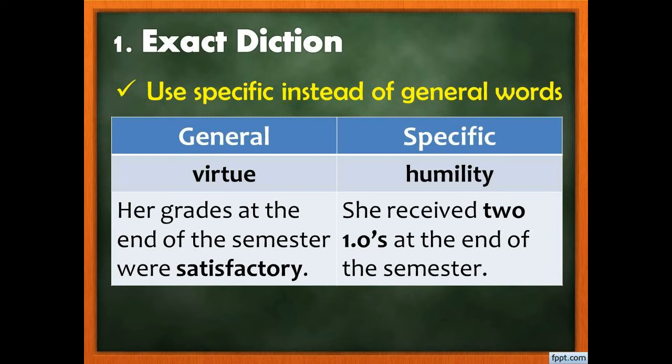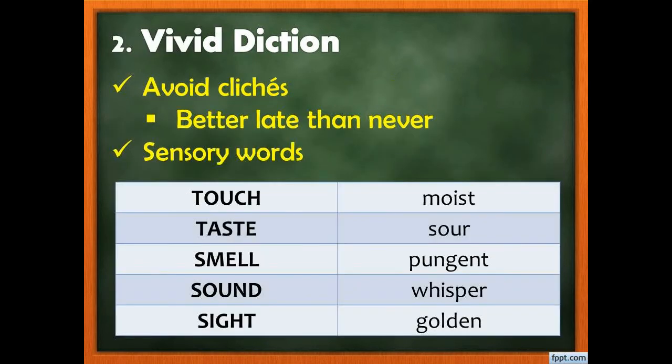Another, we have the sentence, her grades at the end of semester were satisfactory. The word satisfactory is too general, so we should make it specific by saying she received two 1.0s at the end of the semester. Here, we can see the reason her grades are satisfactory. It's because she had two 1.0 grades.